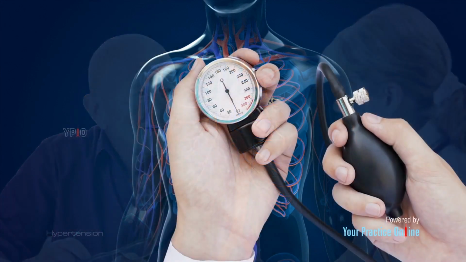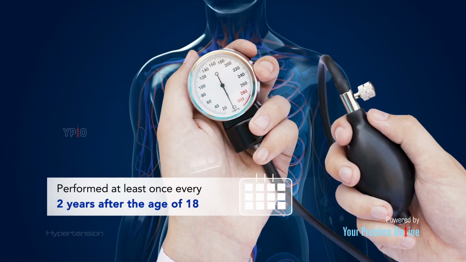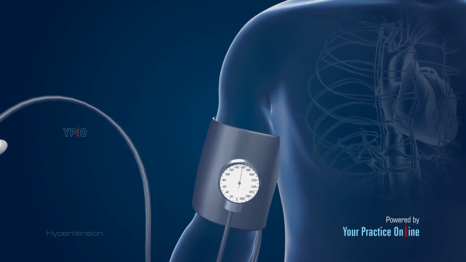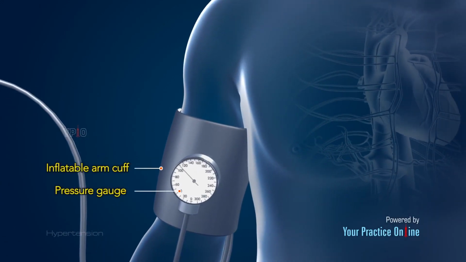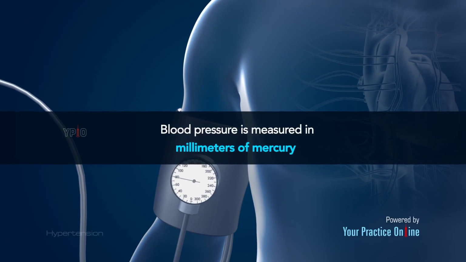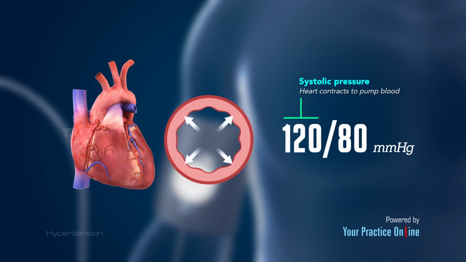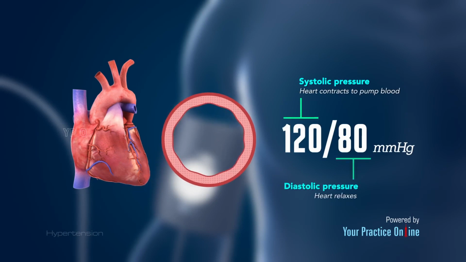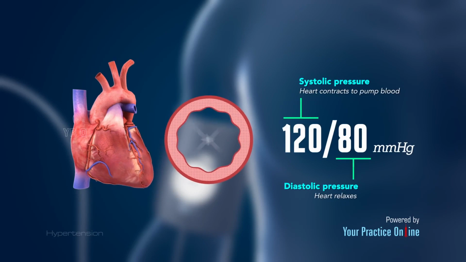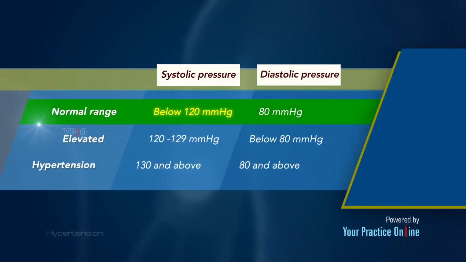Diagnosis. Screening for blood pressure should be performed at least once every 2 years after the age of 18. Blood pressure is measured using an inflatable arm cuff with a pressure gauge. Blood pressure is measured in millimeters of mercury and consists of two numbers. The systolic pressure is the measurement as your heart contracts to pump blood, and the diastolic pressure is the measurement as your heart relaxes. A measurement below 120 millimeters of mercury for systolic pressure and 80 millimeters of mercury for diastolic pressure is considered normal range.